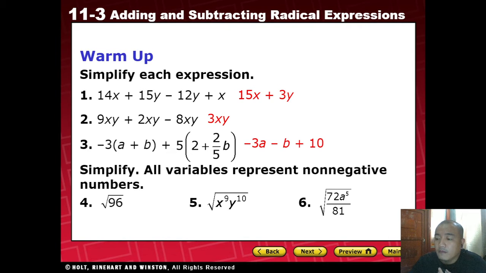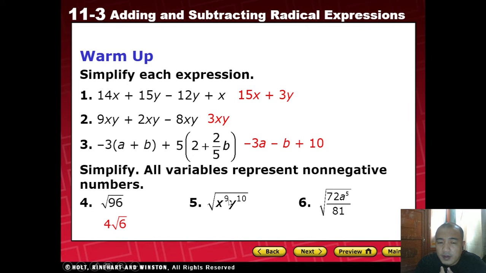Next, for number 4 and 5, simplify. All variables represent non-negative numbers. So what's your answer for that? Number 4, square root of 96 is what? 4 square root of 6. Last time we learned how to simplify radicals. So for 96, we're going to factor it. That's equal to 16 times 6. So square root of 16 times square root of 6 is 4 square root of 6.